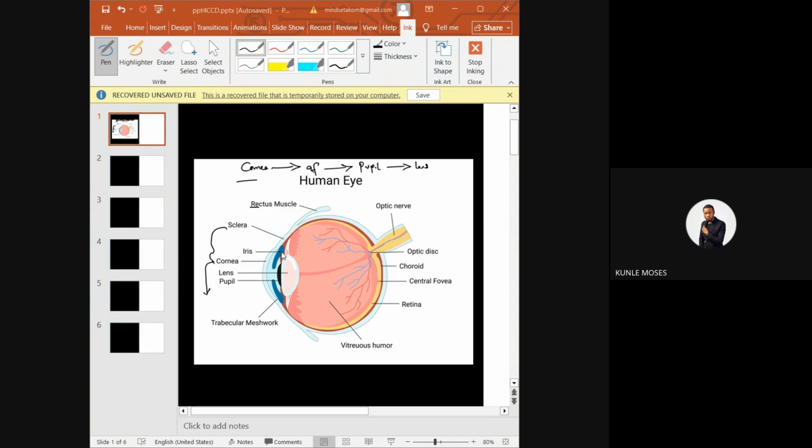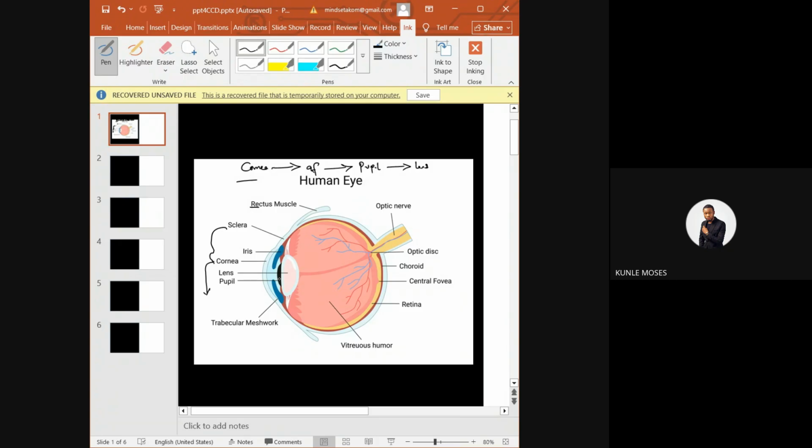You can see this colored part here. So that is the iris. And what the iris does is that the iris and pupil are interconnected. The iris contains some muscles. The muscles help to control the size of the pupil. The pupil can adjust. So iris and pupil, they are connected.